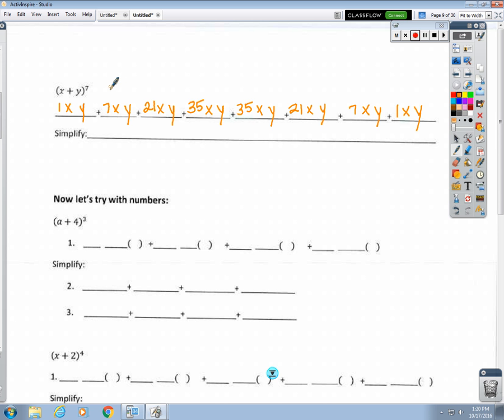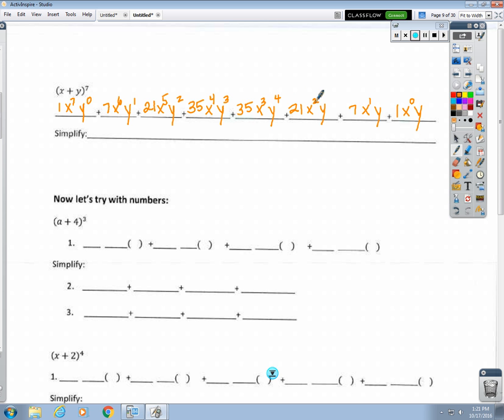Since x is first, it gets to be raised to the 7th power first. And then from there, it goes down to the 6th power, the 5th power, 4th power, 3rd power, 2nd power, 1st power, all the way to the 0th power. Now your second term, which was y, will do the opposite. It'll start out at the 0 power and go up to the 7th power.